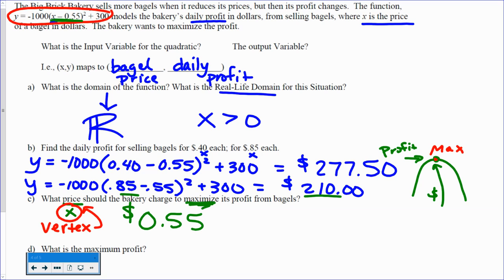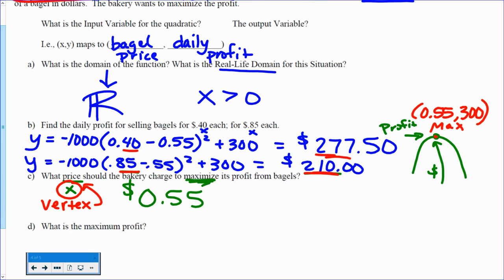And what is the maximum profit here? Well, there's the y coordinate of this vertex. So this point right here is the point 55 cents and 300. So they make $300 when they charge 55 cents. When we charge 85, they make less. When we charge 40 cents, they make less. All right, so that's their magic price, that 55 cents.